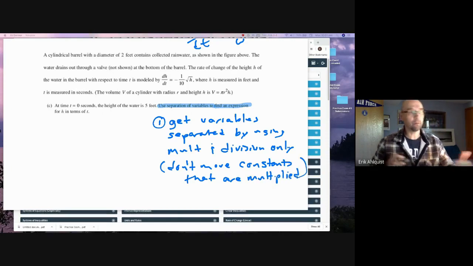Anytime you start moving constants that are multiplied, it's just extra work, and you probably will run into some kind of an issue where you'll screw things up. So that's the idea of that negative 1/10. I'm going to leave that over on the right-hand side. I'm never going to move that to the left-hand side. That remains on the right-hand side all the time.